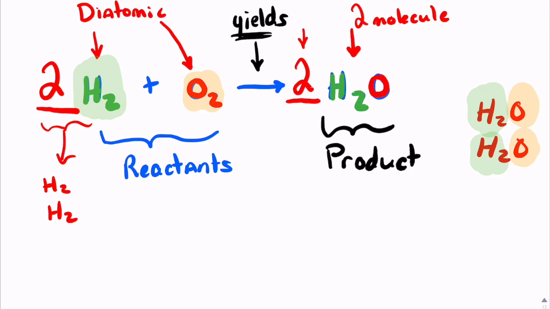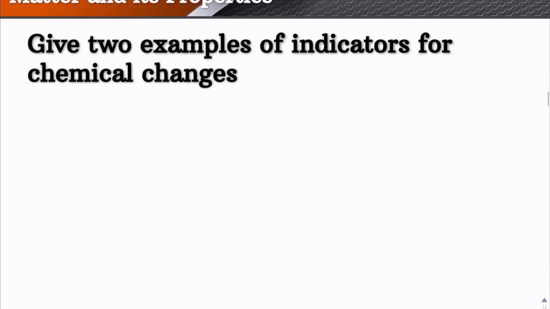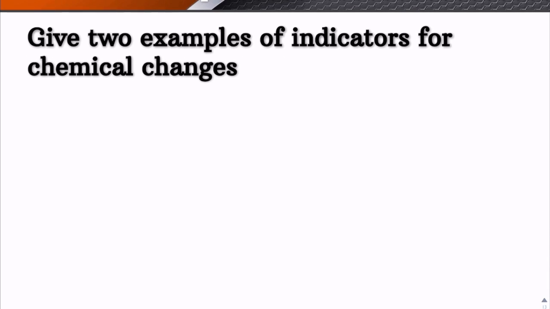Okay? So there's a lot of different chemical reactions that we can throw in here. This is just one example. It's an easy one that we can start with, and then we'll go a little more in depth later. All right, so at this point, you have to ask yourself, what would be 2 good indicators that we have a chemical change taking place?